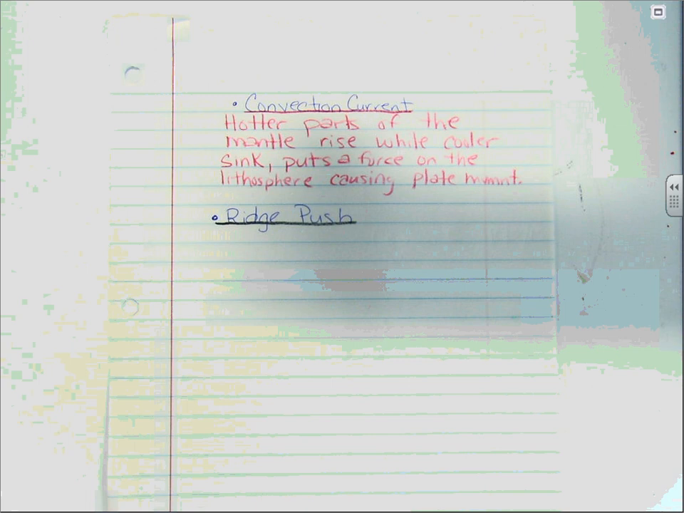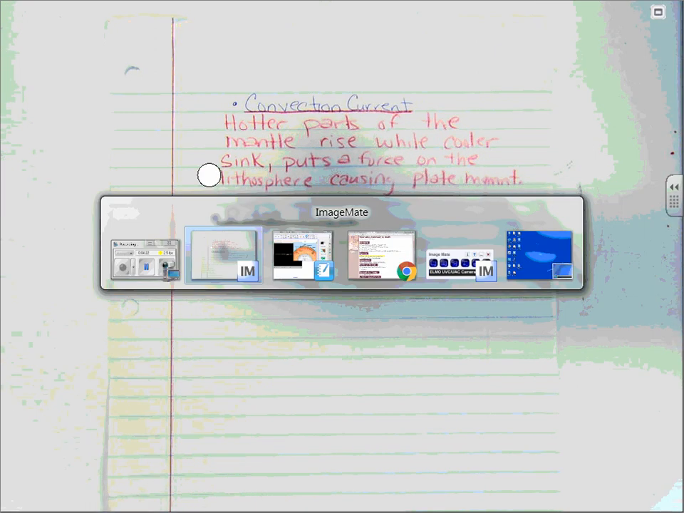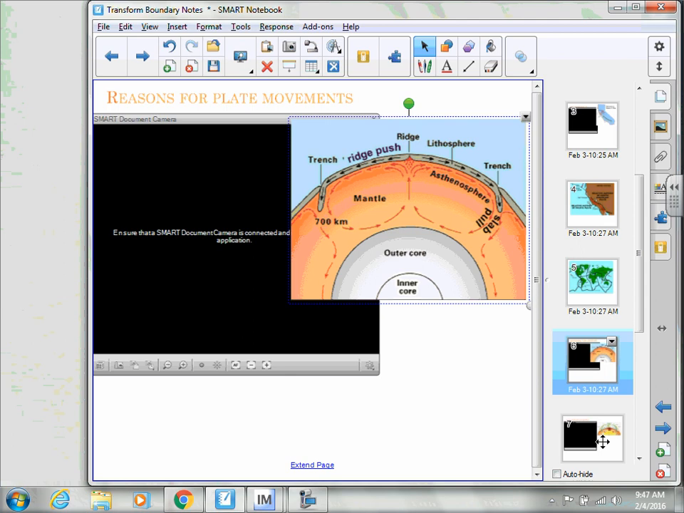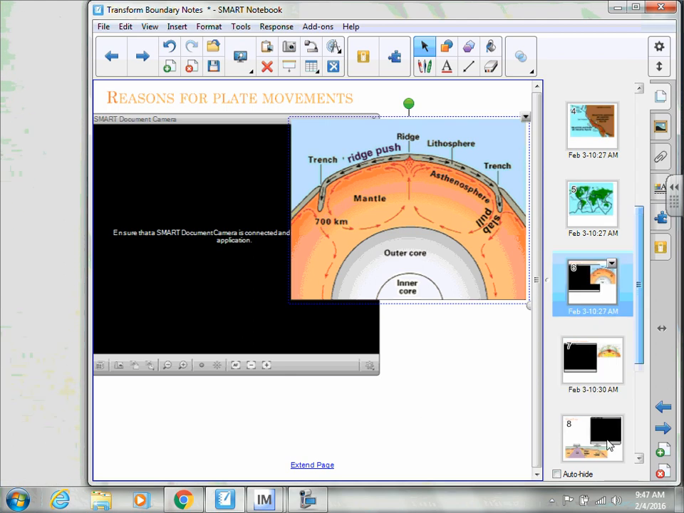And I just wanted to show you the picture really quickly for a ridge push.